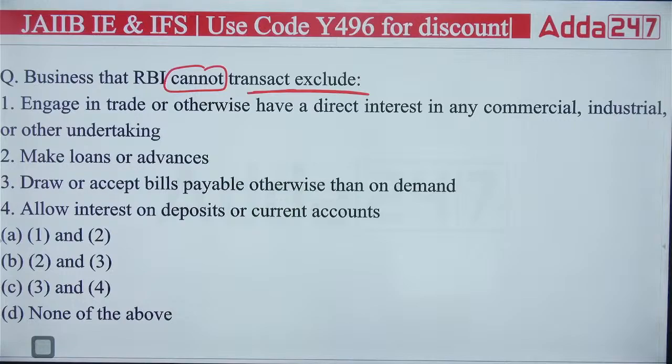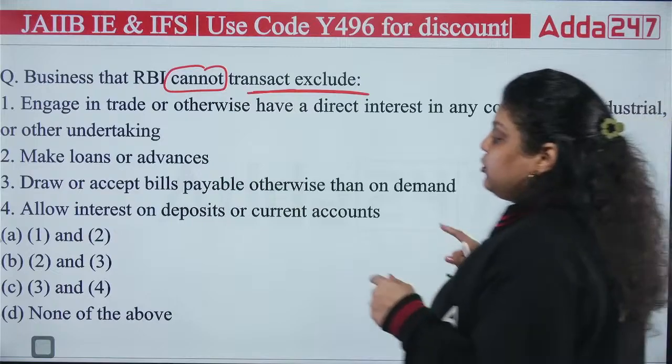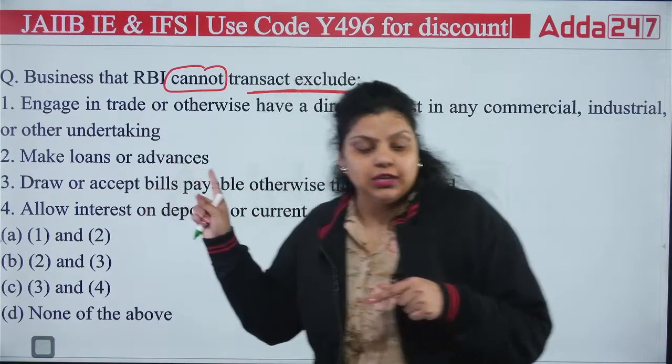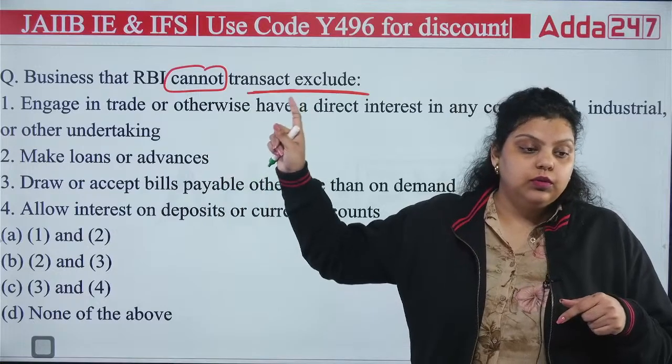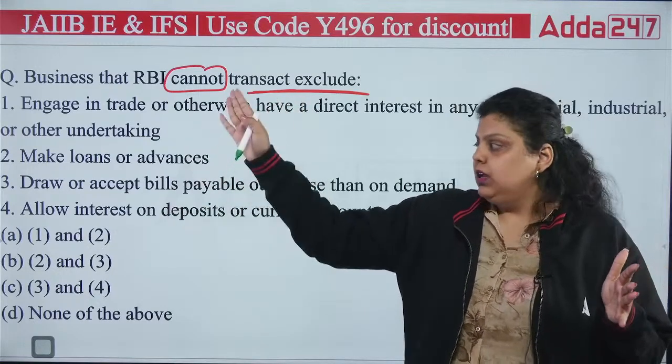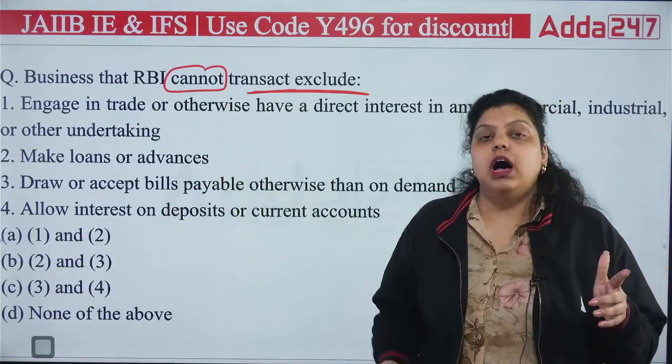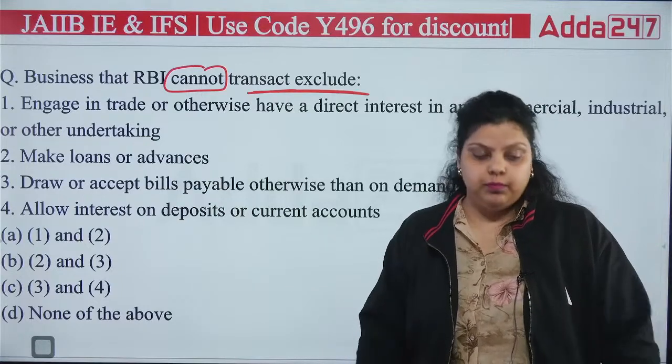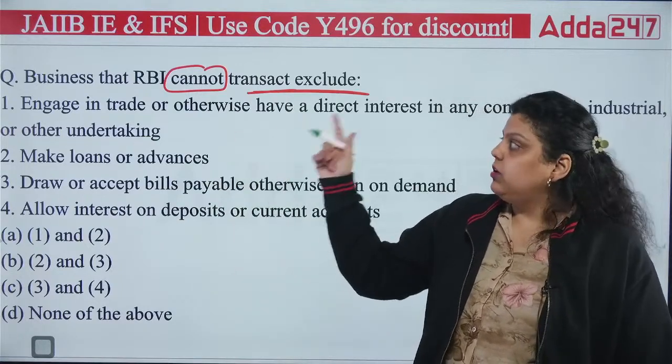Second, make loans or advances. Third, draw or accept bills payable otherwise than on demand. Fourth, allow interest on deposits or current accounts. So out of these four statements, business that RBI cannot transact, exclude. It means you have to answer those transactions or functions which RBI actually performs. RBI cannot transact, exclude.